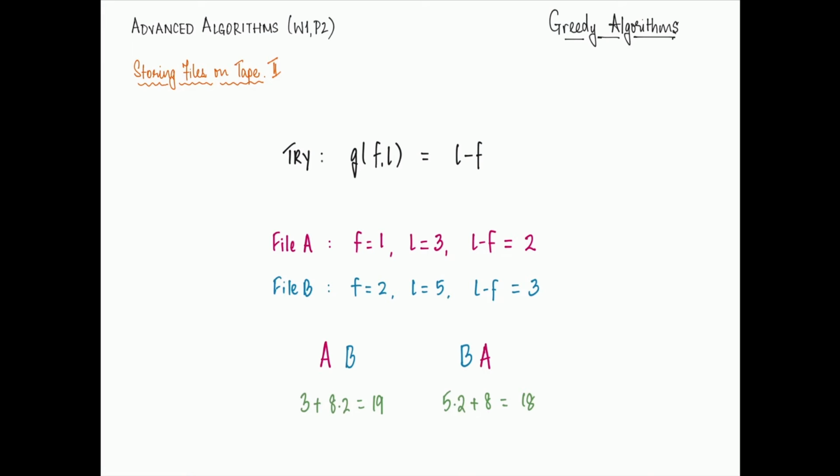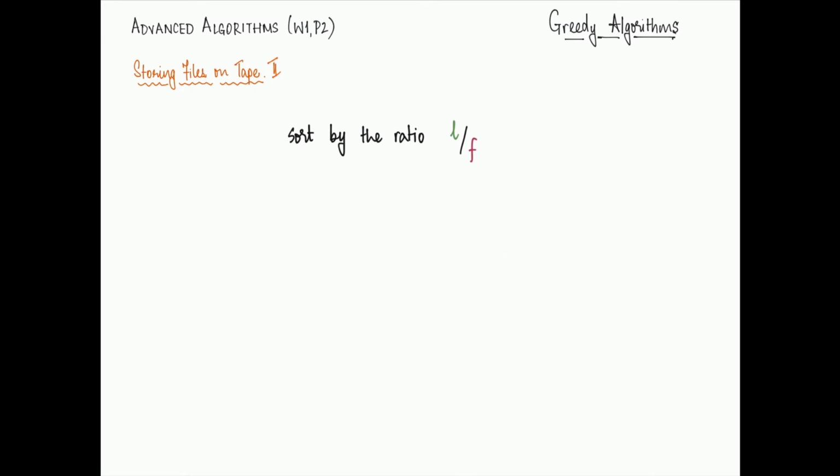So now let's go back to the drawing board and try and find a function that actually works. Another natural way of trying to prioritize files that have short lengths, high frequencies, and deprioritize ones that are longer or are accessed infrequently is to actually take the ratio of these two values. So let's think about L over F. So this also has this sort of behavior, and this time it turns out that this approach would actually work.